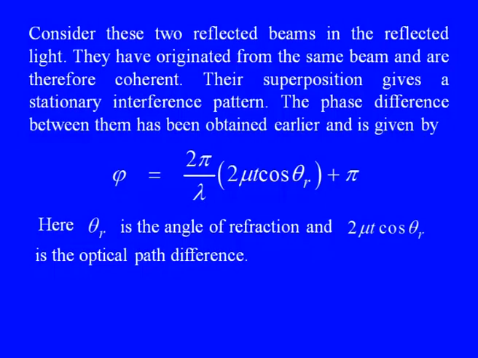The phase difference between them has been obtained earlier, you know, and is given by 2π/λ times 2μt cos θr. Here μ is the refractive index of the material of this film, t is the thickness of the film and θr is the angle of refraction. This quantity 2μt cos θr is called the optical path difference.